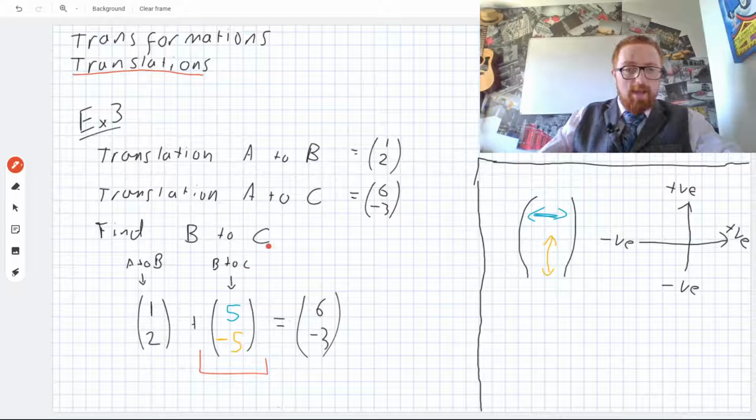So again, if you're given one of the two transformations and the overall transformation, using this vector addition method gives us the tools to find what that missing transformation is as well. Okay, good.